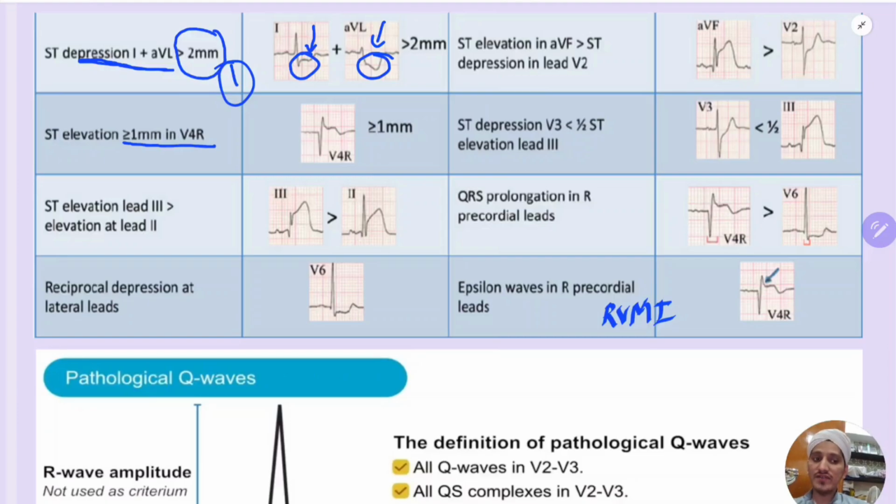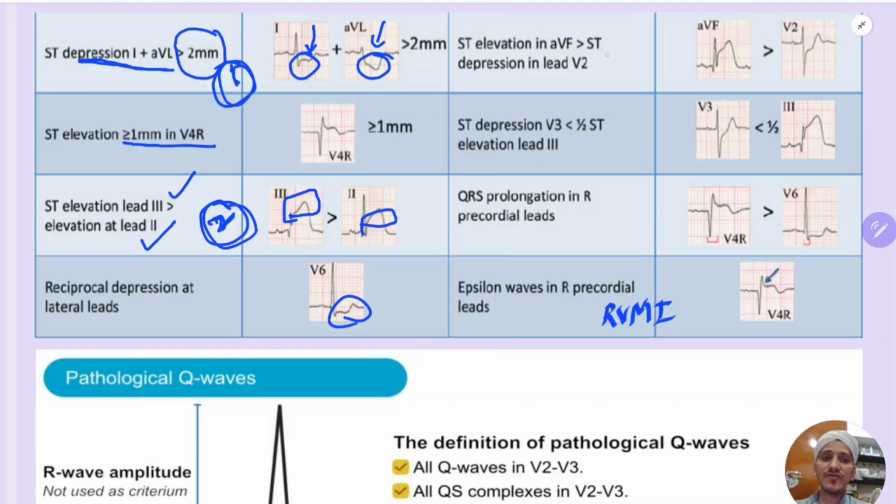The second clue to suspect right ventricular MI is that the ST elevation in lead 3 will be more than the ST elevation in lead 2. See here, the ST elevation in lead 3 is, of course, more than lead 2. And there will be reciprocal depression at the lateral leads. So these are two conditions. Further conditions are also there.